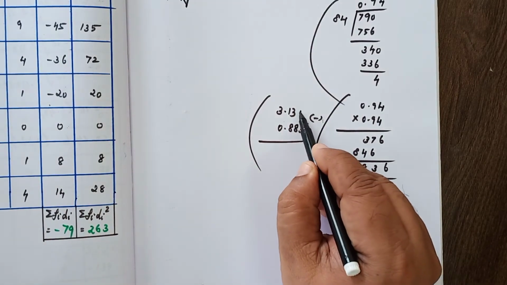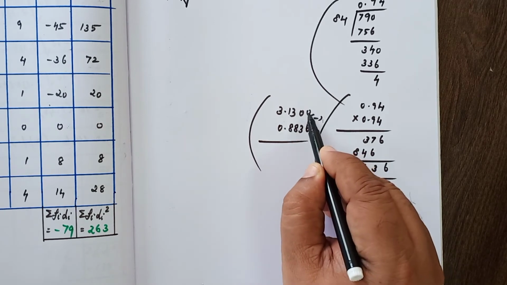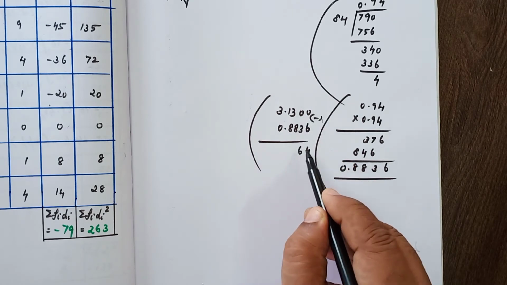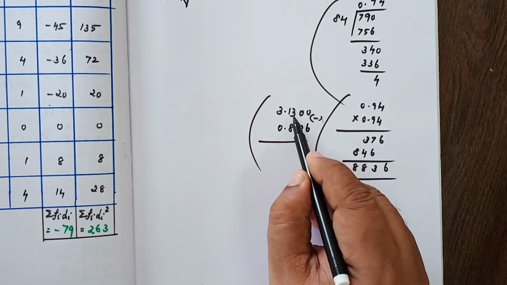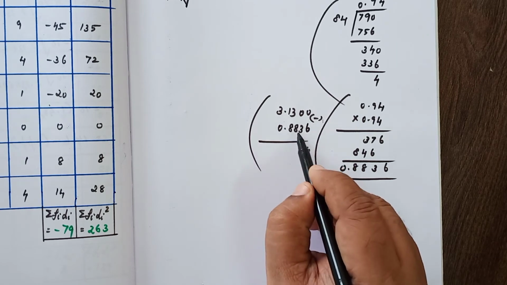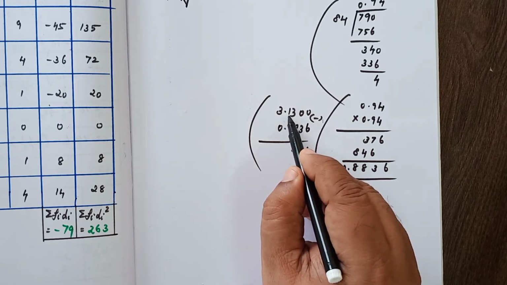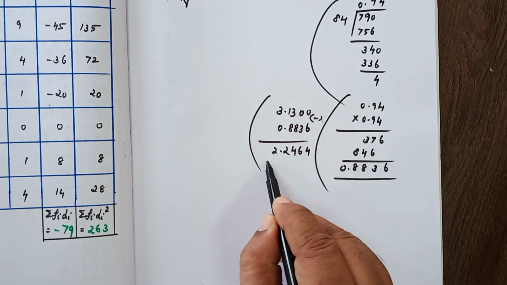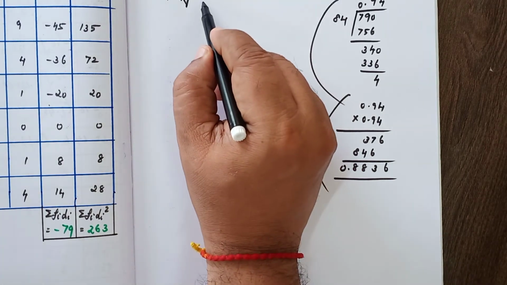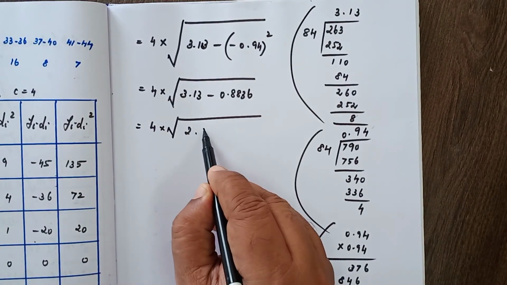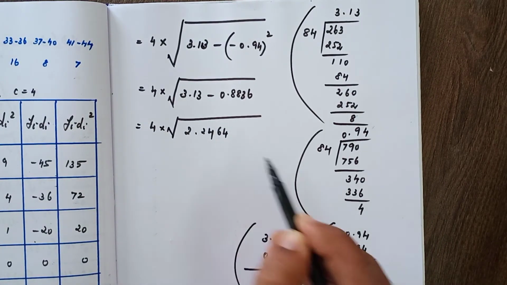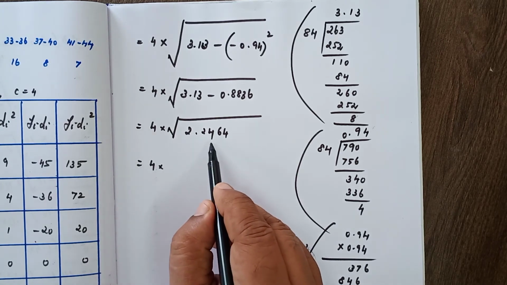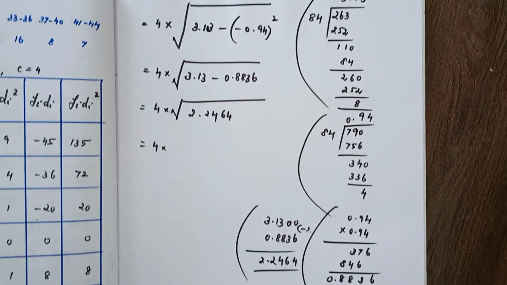You can put 0 over here. Have to borrow: if you borrow, 10 minus 6 is 4. It will be 9. 9 minus 3 is 6. Since we have borrowed, 2 will be there. 2 and 8, you have to borrow again. 12 minus 8 is 4. 0 will be there. Then borrow, 10 minus 8 is 2. Here 2 will be there. 2.2464. Now we have to find the square root of 2.2464.